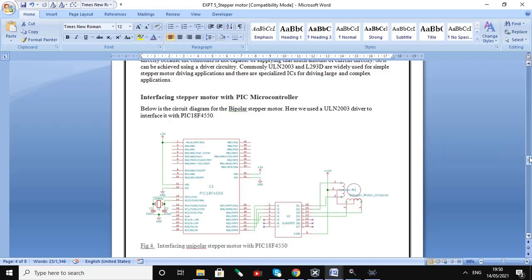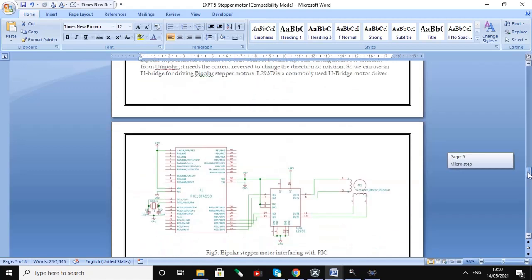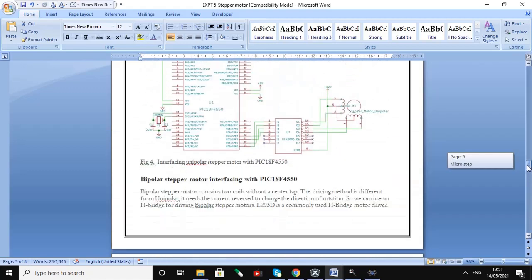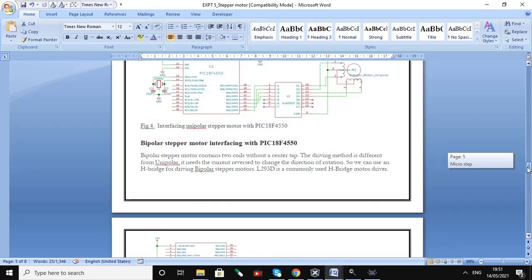So here is the interfacing diagram of a PIC microcontroller with a bipolar stepper motor. ULN2003 is a driver circuit used to drive the stepper motor. So this is an interfacing diagram of a unipolar stepper motor with a PIC 18F controller, and then for the bipolar stepper motor.